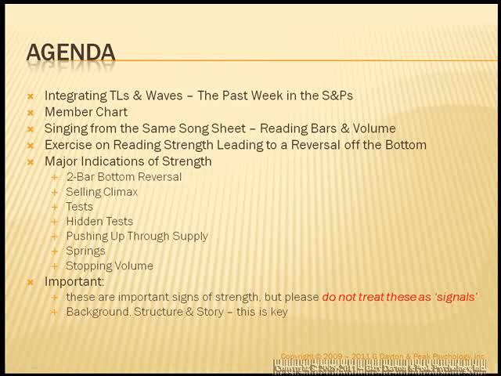And then from there we will do a little exercise on reading the strength off of a bottom that reverses from down to up. And then from there we're going to talk about, I guess there's 7 major indications of strength that I look at. And we may not get through all of them. I'll do my best. But I also don't want to just zip through them either. I want to make sure that everybody understands them. And then we'll talk a little bit at the end about integrating these two, and that'll be the assignment for this session.